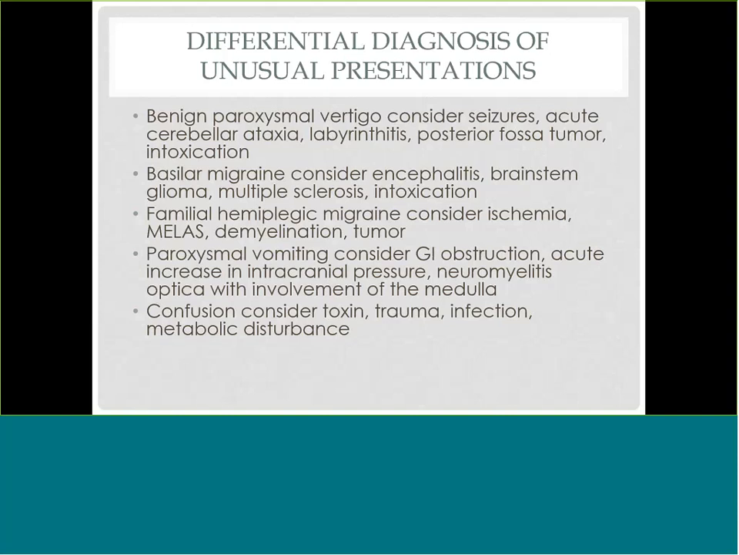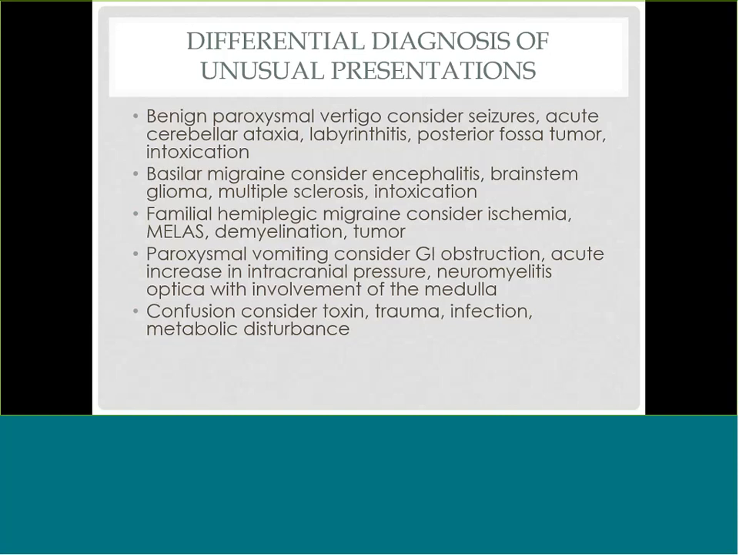If a child presents with paroxysmal vomiting, of course, we usually first consider a GI problem, such as GI obstruction. But we also have to consider an increase in intracranial pressure, and some children with recurrent vomiting will have failure to thrive and gain weight. It's called a diencephalic syndrome from a tumor.